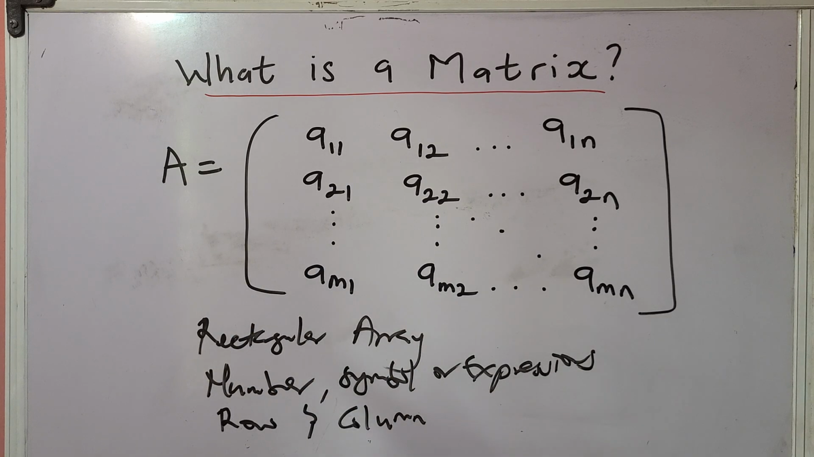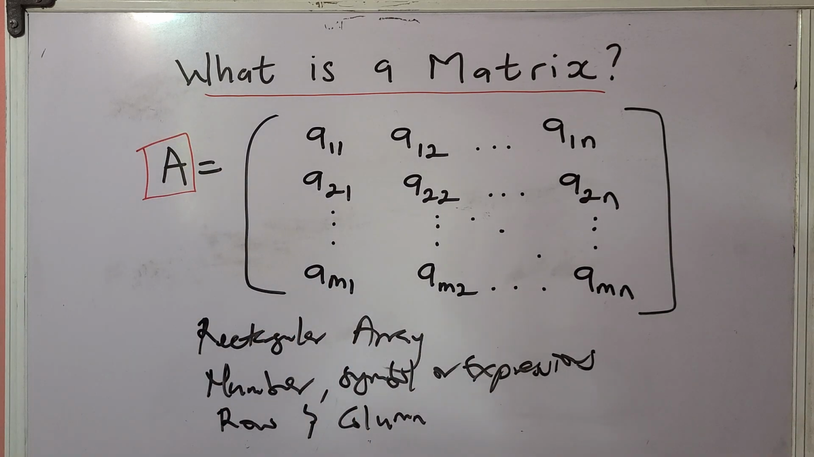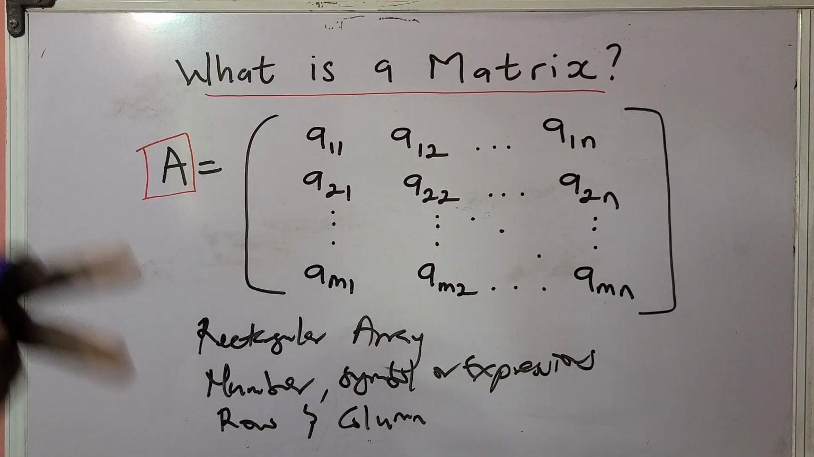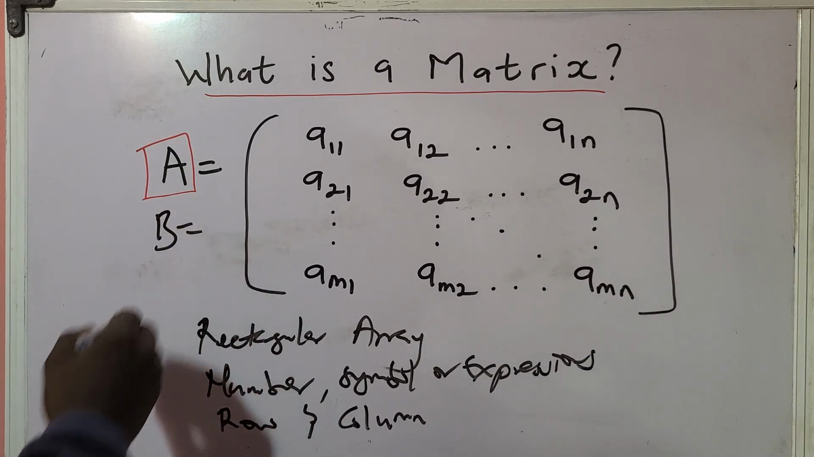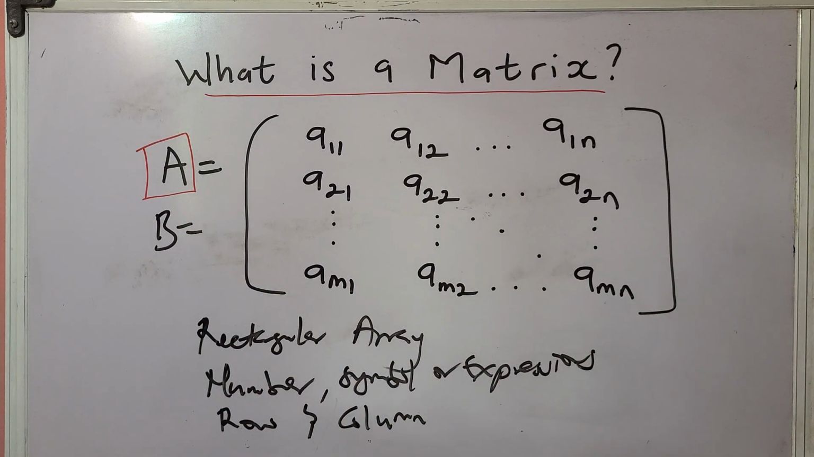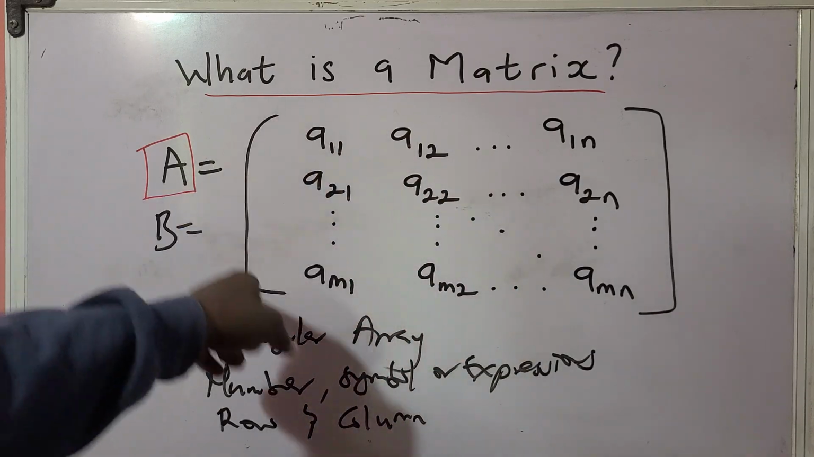Now, there are some very important things you must never forget when talking about matrices. Number one is that you often define your matrix in capital letter. So one of the first things you should never forget is that you always write a matrix in capital letter. So we can have matrix A, matrix B, matrix C, matrix D, but everything will be written in capital letter.